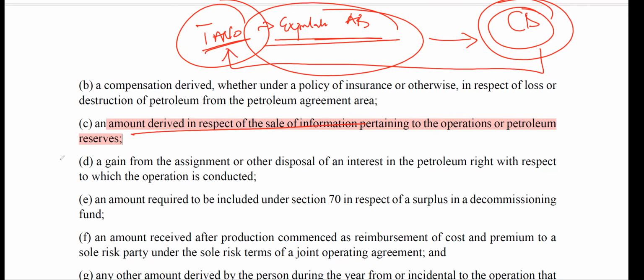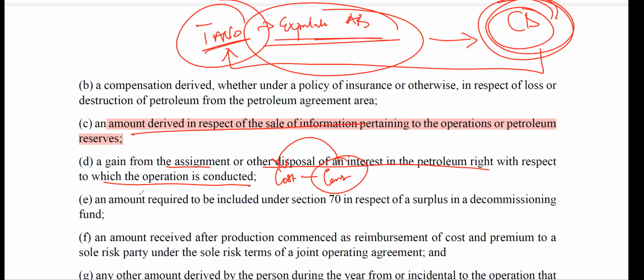Make sense? So how many incomes have we seen? One, the sale of petroleum. Two, compensation for destruction. Three, sale of information. Four, a gain from assignment or disposal of an interest in the petroleum right with respect to which operation is conducted. So if I decided to sell my petroleum right to CD company, then it's a gain to me and must be treated as an income. Usually you are comparing the costs against the consideration that you received. If the consideration is more than the cost, then you have a gain. It's treated as an income. Does that make sense to everyone?